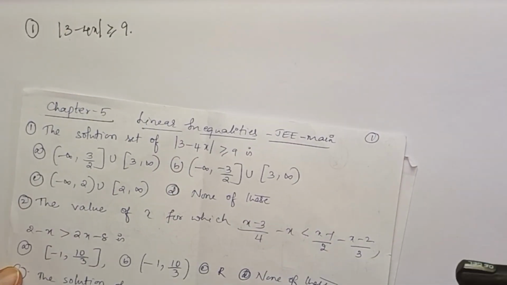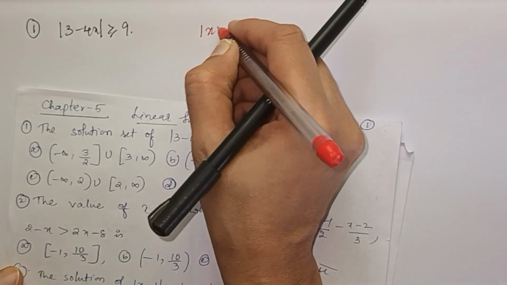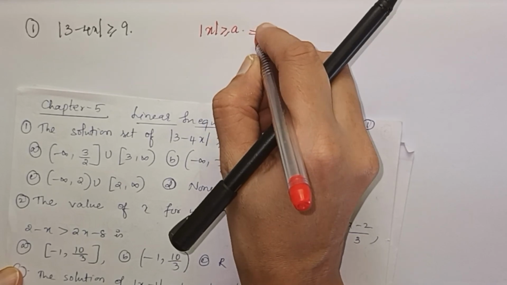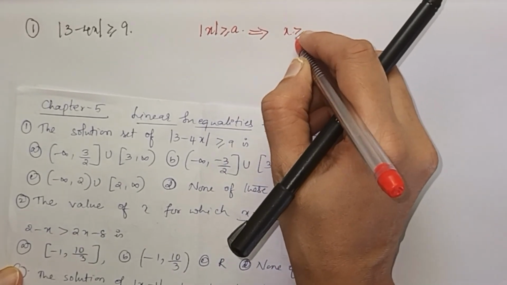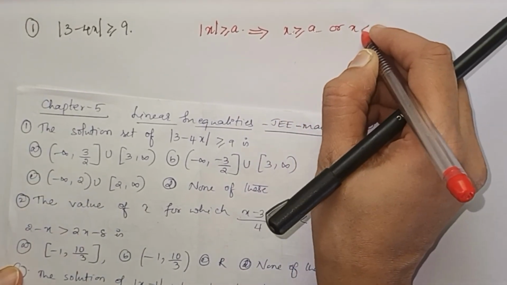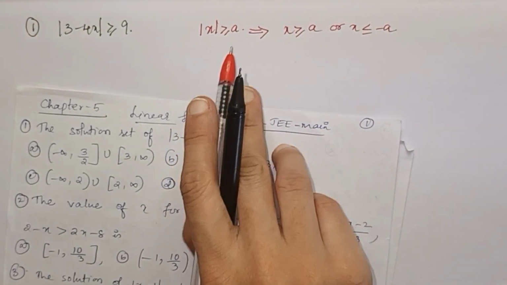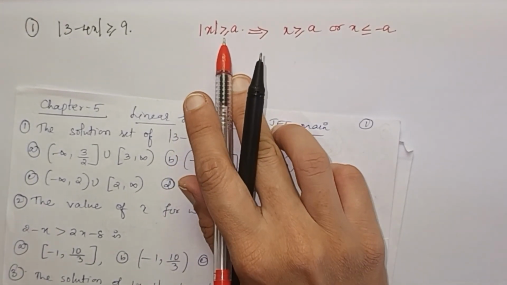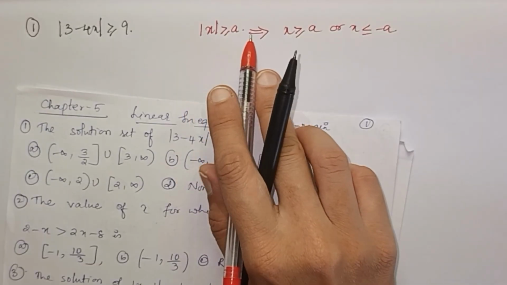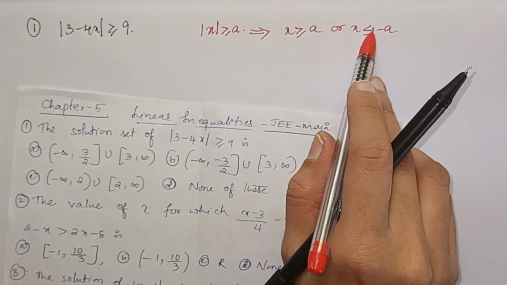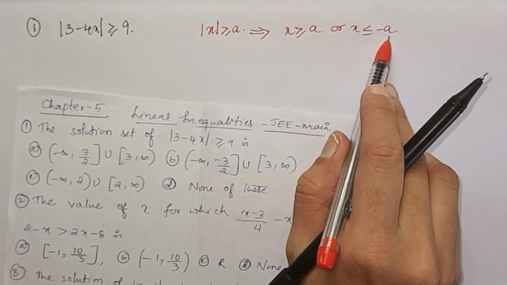Now to find the solution set of inequalities involving modulus functions, mod x greater than or equal to a implies x is greater than or equal to a or x is less than or equal to minus a. This is the solution set of inequalities involving modulus function. Mod x greater than or equal to a means x can take any values greater than or equal to a, or x will take any values less than or equal to minus a.